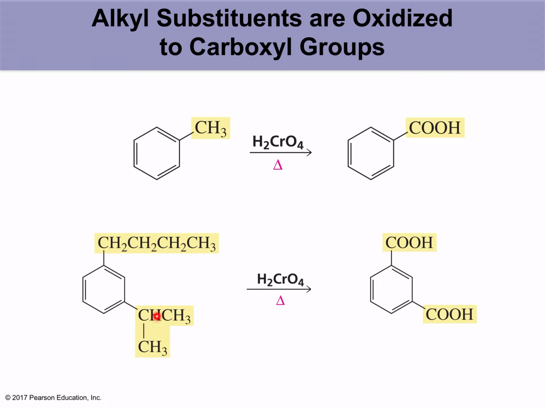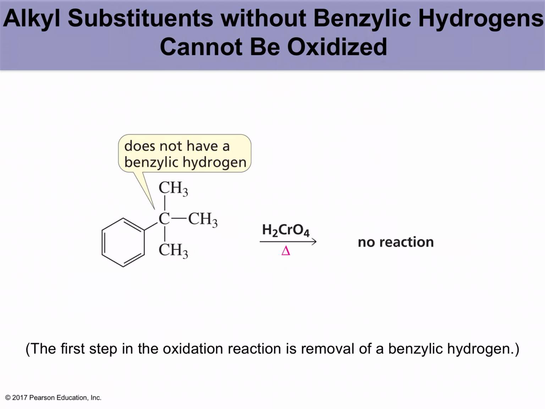Okay, if you have a tertiary carbon group here, then you will not be able to do this process. You need to have a hydrogen on the benzylic carbon. So this also has a hydrogen on the benzylic carbon. Now for example, here you have a tertiary carbon attached to the benzene ring. It does not have a benzylic hydrogen. So with chromic acid, no reaction.